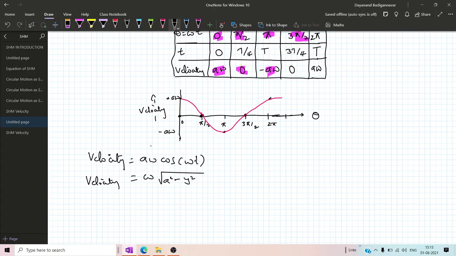So it is clear that in this analysis, the velocity is maximum whenever, very simple, y is equal to minimum. Here y is the displacement.